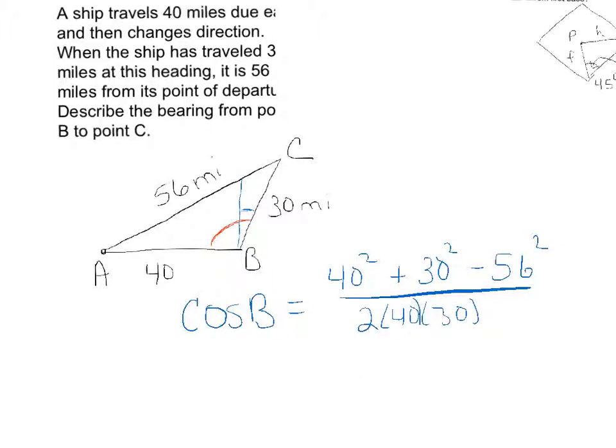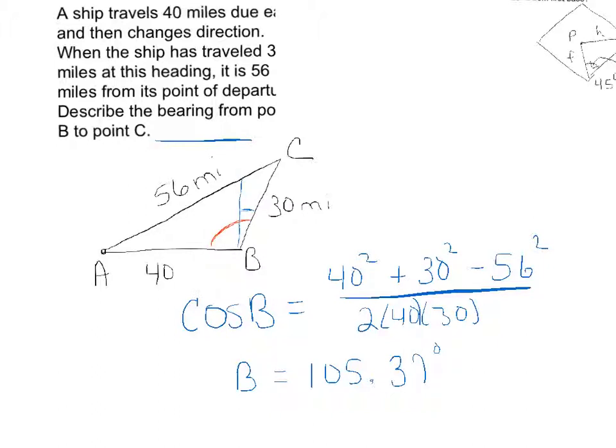In other words, we have c squared plus a squared minus b squared over 2ca, if you want to put letters to it. And when we plug all this into your calculator, being sure that you're in degrees, we find that B is actually 105.37 degrees. But that's not what the problem asks us to find. It asks us to find the bearing from point B to point C.